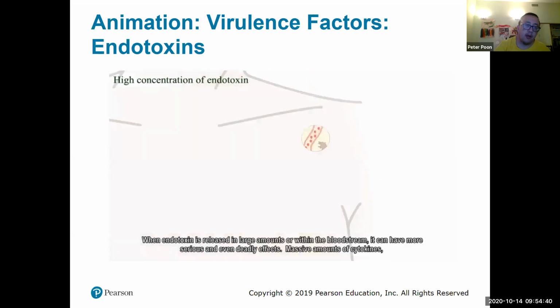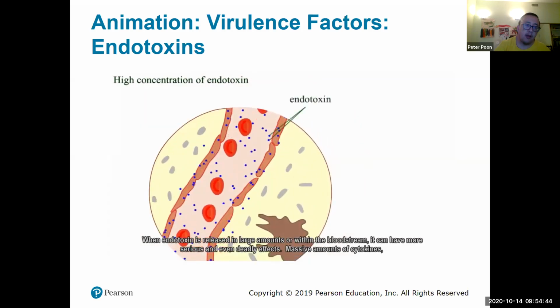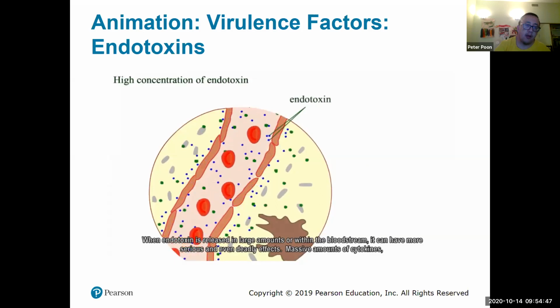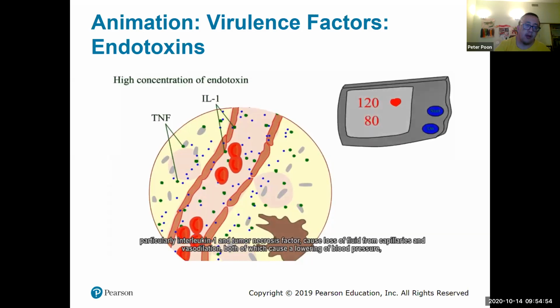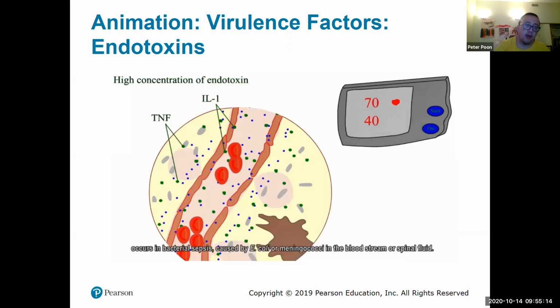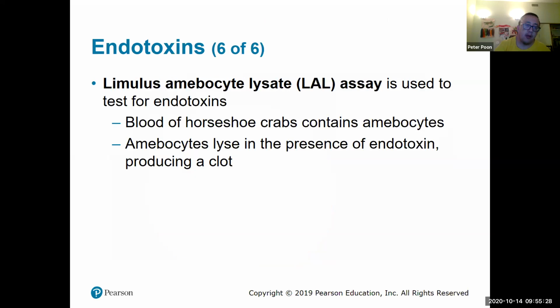When endotoxin is released in large amounts or within the bloodstream, it can have more serious and even deadly effects. Massive amounts of cytokines, particularly interleukin-1 and tumor necrosis factor, cause loss of fluid from capillaries and vasodilation, both of which cause a lowering of blood pressure, often to dangerous levels, leading to shock. These same cytokines also stimulate blood coagulation, which makes the shock even more severe. This can happen with meningococci in the bloodstream or spinal fluid. Hopefully that makes sense, because if it doesn't, ask me to explain it in one of the classes.